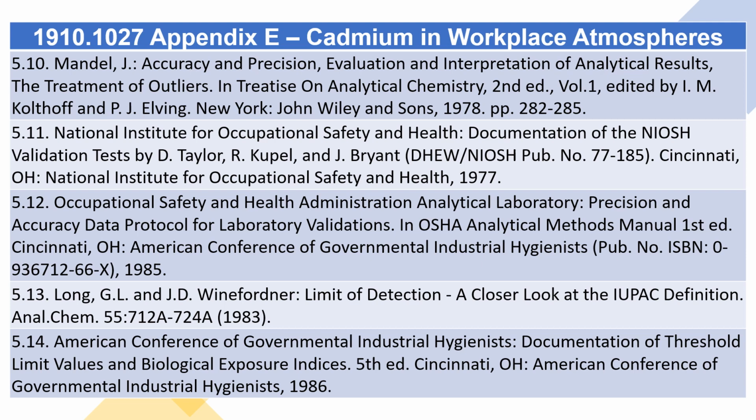5.12. Occupational Safety and Health Administration Analytical Laboratory, Precision and Accuracy Data Protocol for Laboratory Validations. In OSHA Analytical Methods Manual, 1st edition. Cincinnati, Ohio, American Conference of Governmental Industrial Hygienists, Pub. No. ISBN 0-936712-66X, 1985.